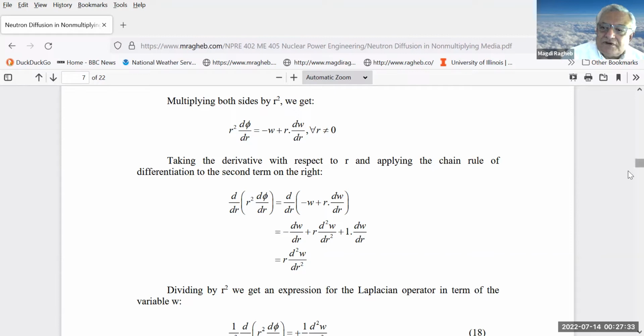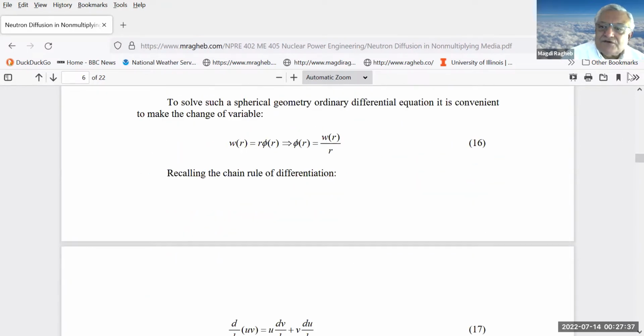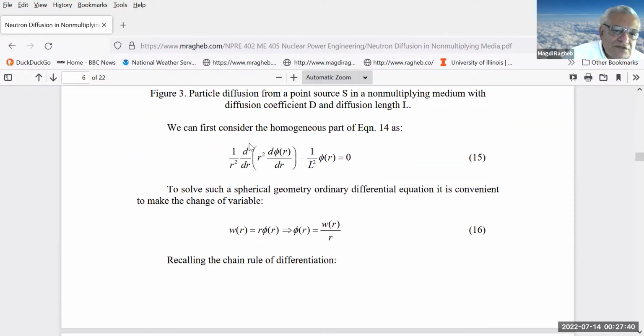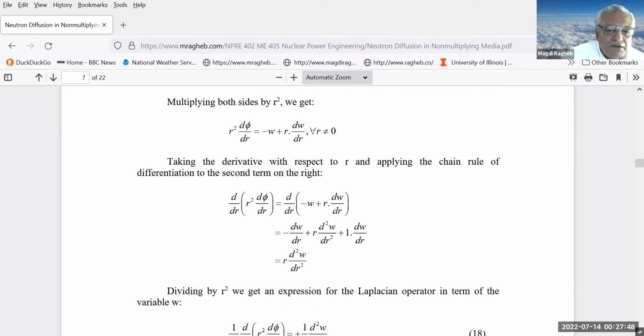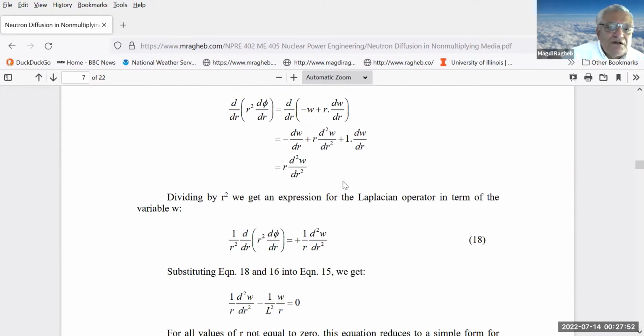The last step in the Laplacian is that that first term is divided into r squared, as you could see here. So now we take that whole term here divided into r squared. If we do this, you find that r divided into r squared gives you one. You have to be careful again that it's for all values of r not equal to 0. You end up with that Laplacian term, 1 over r squared d by dr of r squared d phi by dr, being equal to 1 over r d squared w by dr squared for that term of the Laplacian in spherical geometry.